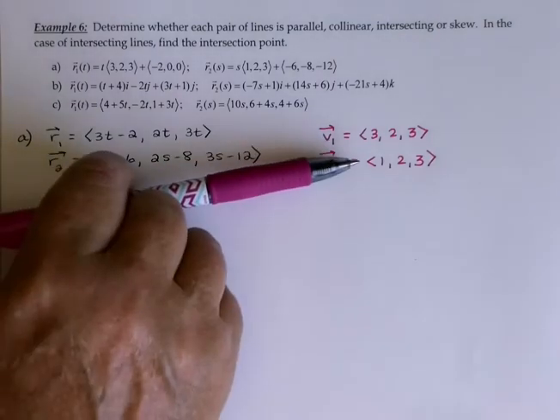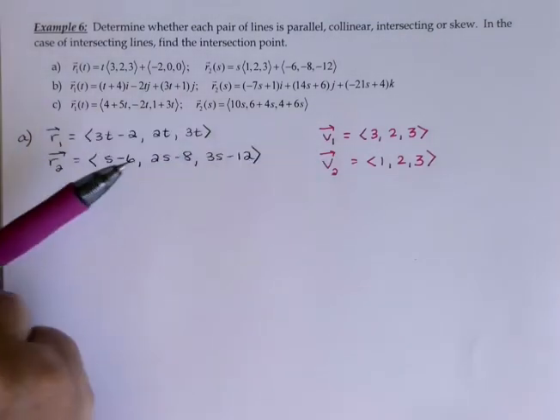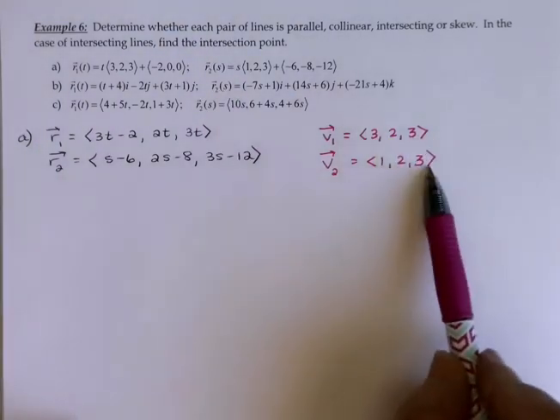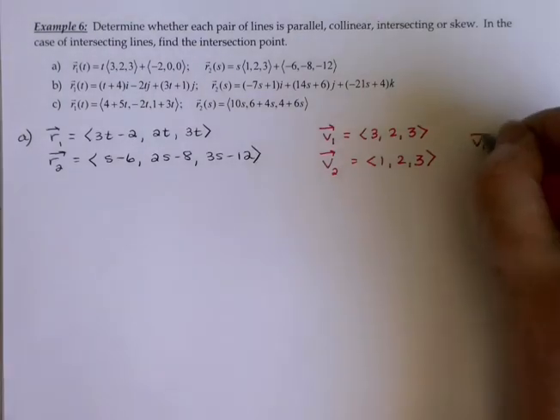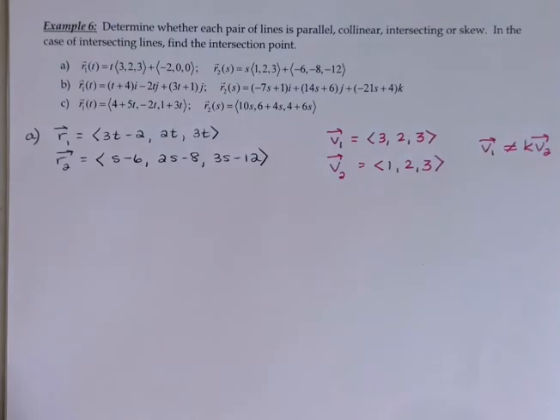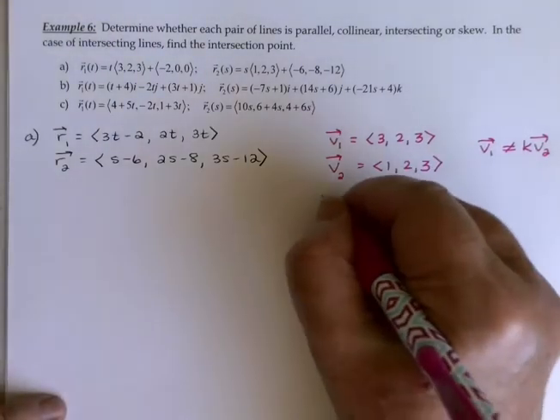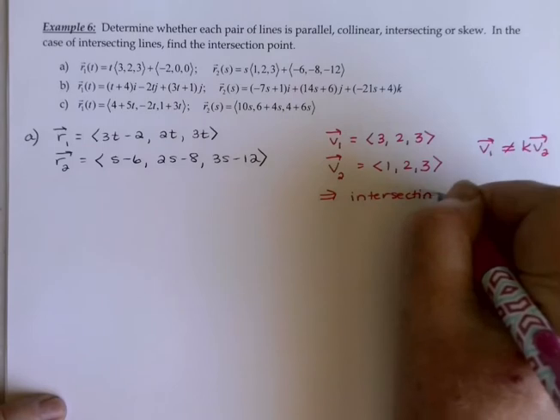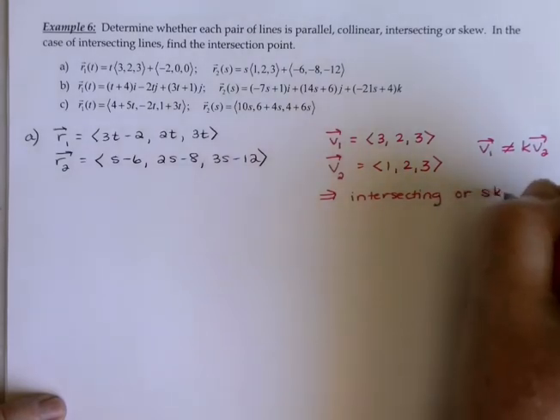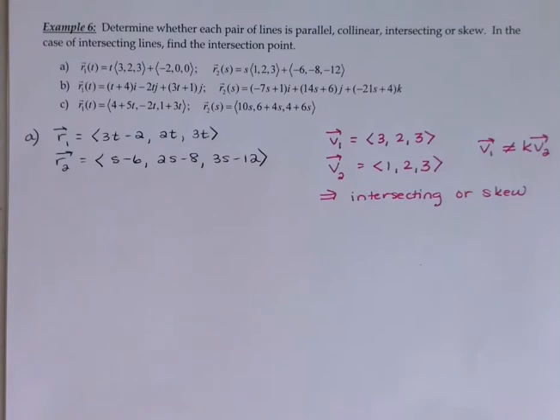Clearly, there's no multiplier that I could put on one of these vectors to turn it into the other one. The second and third components are identical, but the first one's not. So no way is V1 some multiple of V2. So right away, they can't be parallel or collinear. It means that they're either intersecting or skew. And my next job is to figure out which of those two cases it is.